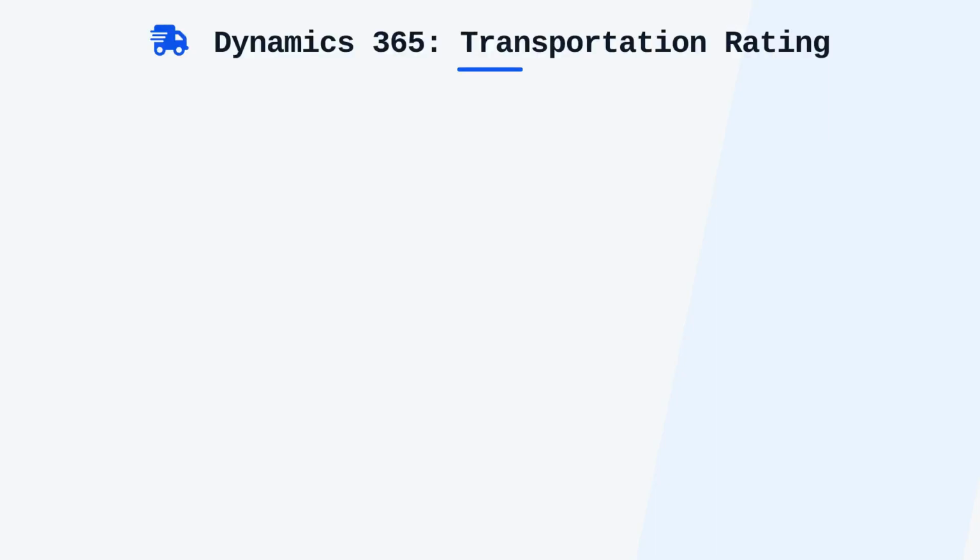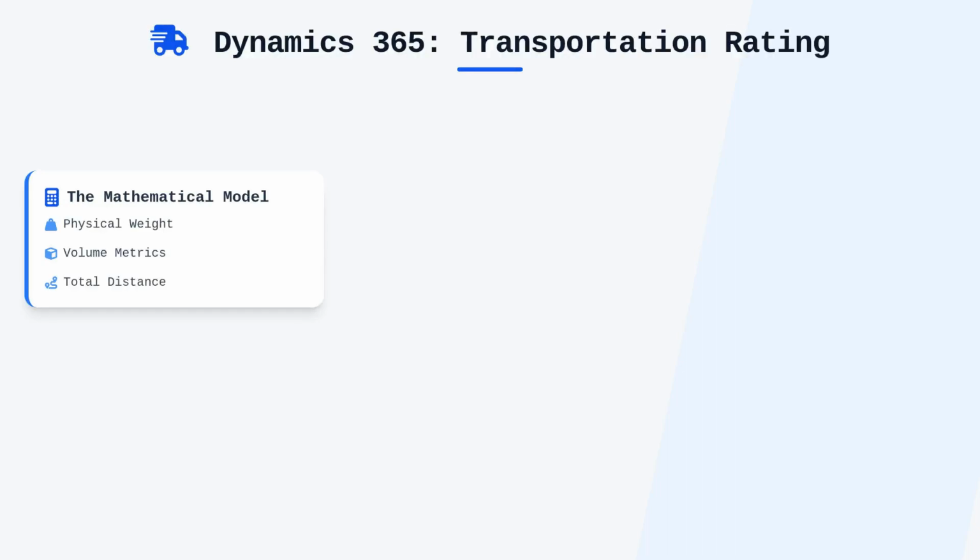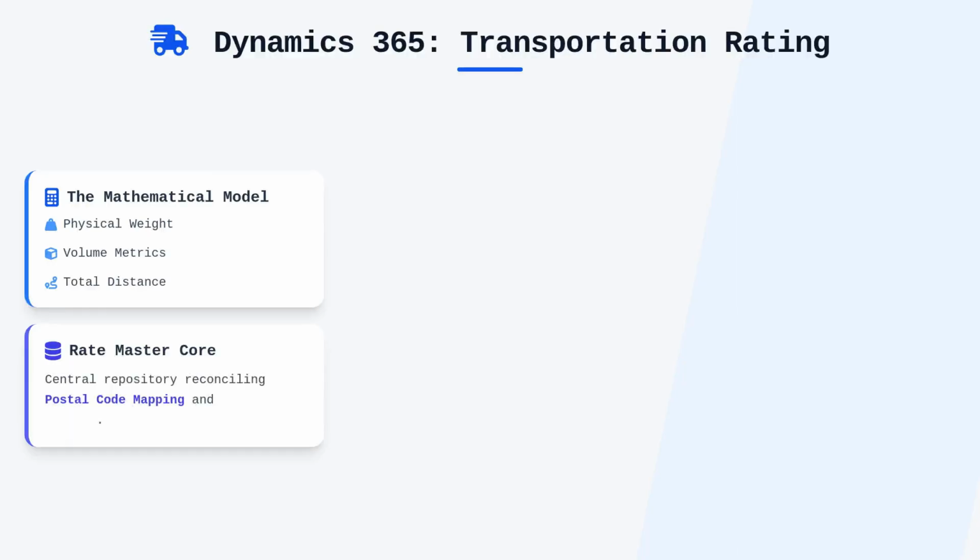Effective transportation management within Dynamics 365 requires a precise understanding of how rating engines translate physical product characteristics into financial costs. When we evaluate rating, we are essentially building a mathematical model that reconciles weight, volume, and distance against specific carrier tariff structures. A rate master acts as the central repository where this logic resides, pulling data from postal code mapping and mileage engines to determine the base cost of moving inventory.